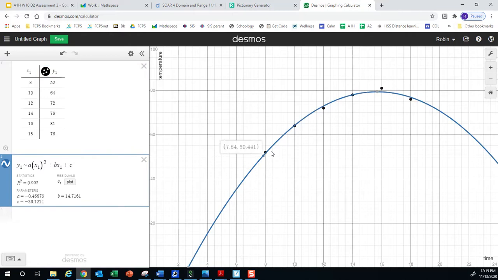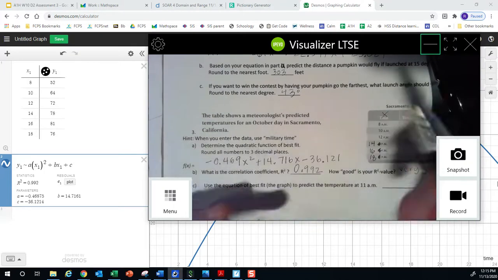What I'm going to do is just drag through here until I get to 11. Oh, that's really close. That's close enough. Let's just call it. It looks like 68.993. That looks like 69 degrees at 11 o'clock. Okay, so we go back, 69 degrees. Oh, it's not going to bring my paper up. Oh, there it is, 69 degrees.